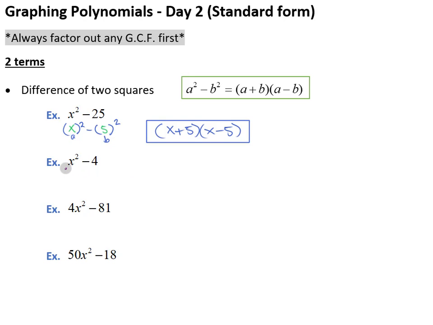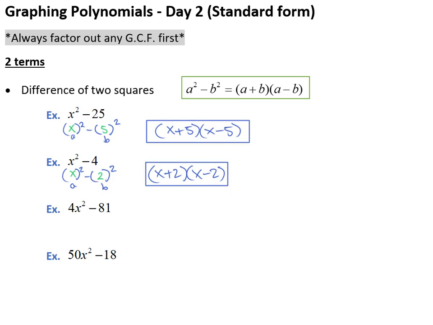Okay, let's try the next one. 4 and x squared are both perfect squares, and we have subtraction between them. So once again, we can fit our pattern here. This is x times itself twice, and this is 2 times itself twice. And those are the values we're going to use for a and b. So again, we're factoring as a plus b, x plus 2, times a minus b, x minus 2. x plus 2, x minus 2.